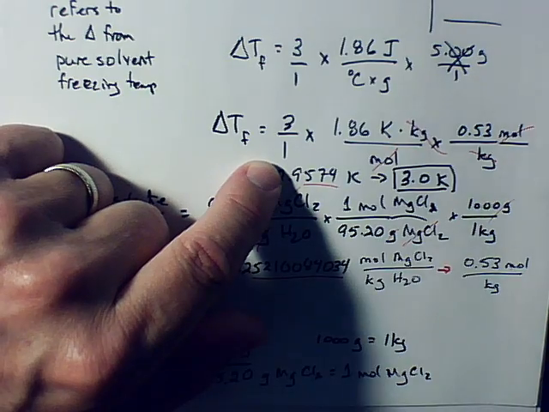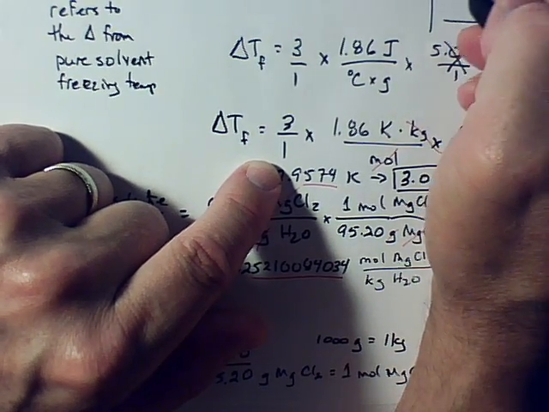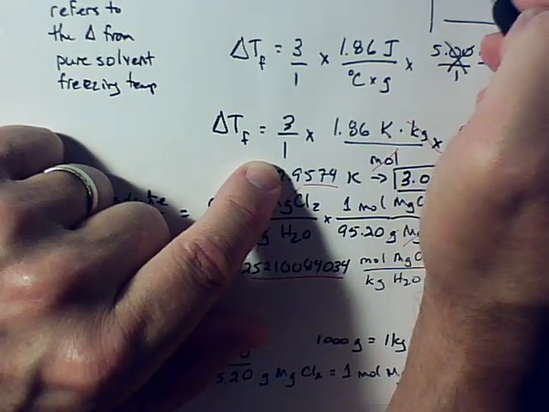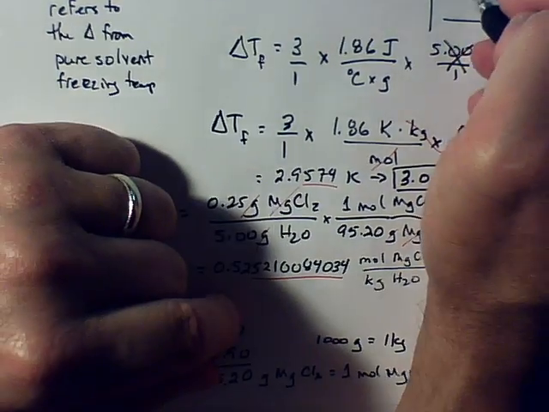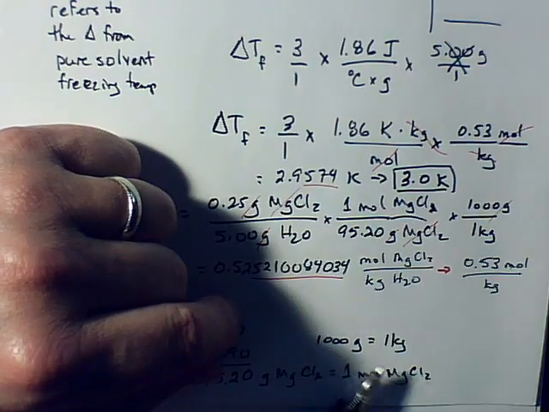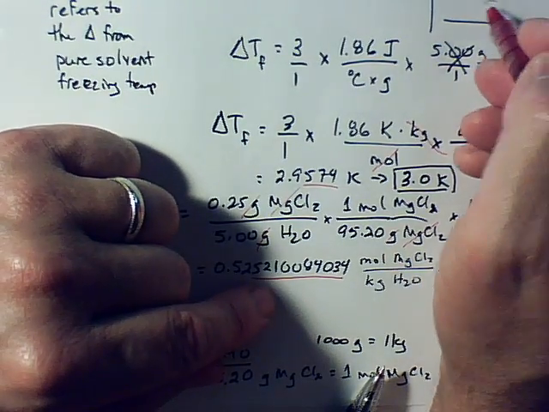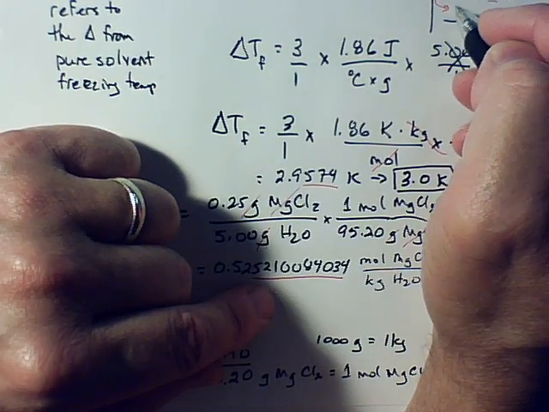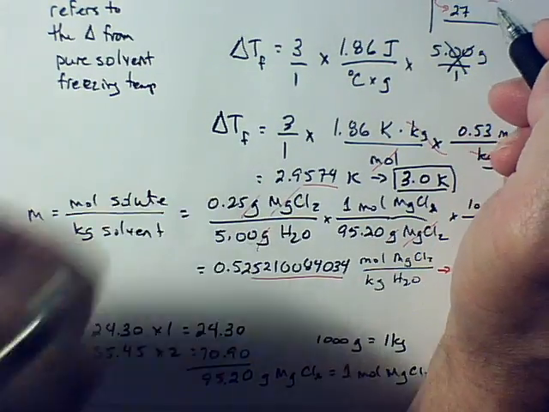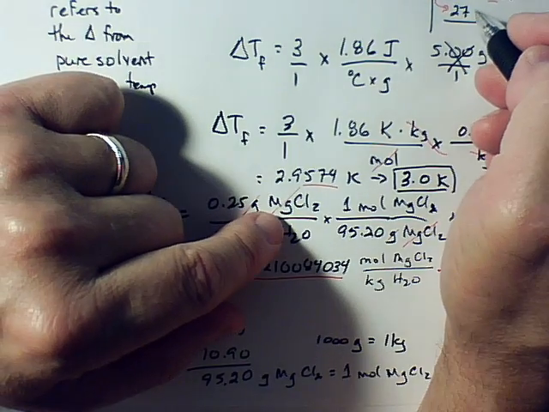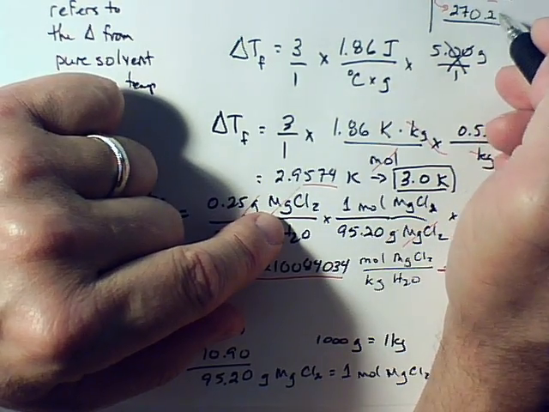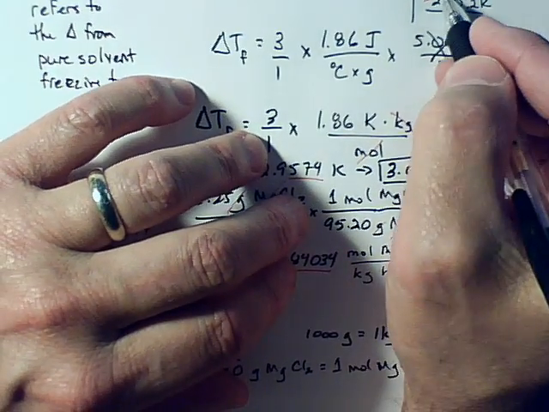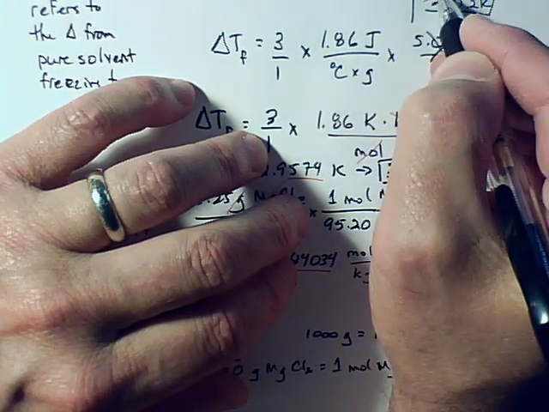273.15 K, because that's the freezing temperature of water, minus 3.0 K, and we get 270.15. We have to round off 1 digit, and so the freezing temperature of water with the addition of 0.25 grams of magnesium chloride is 270.2 Kelvin. Okay, that's one way to write the answer.